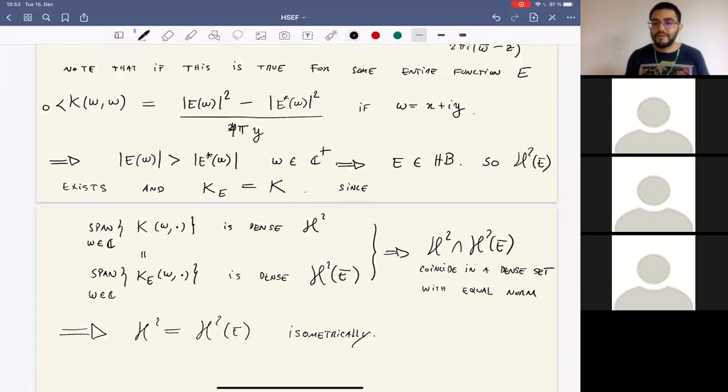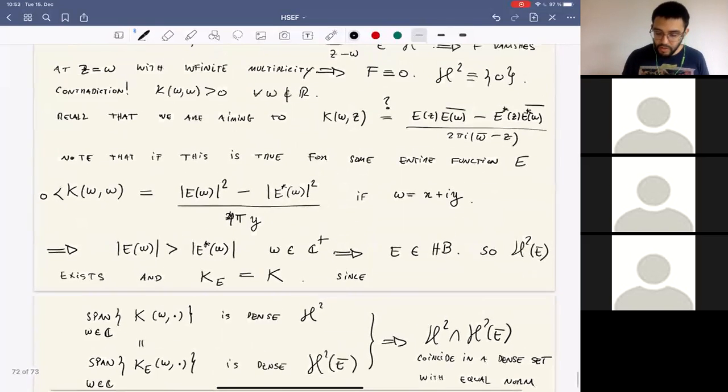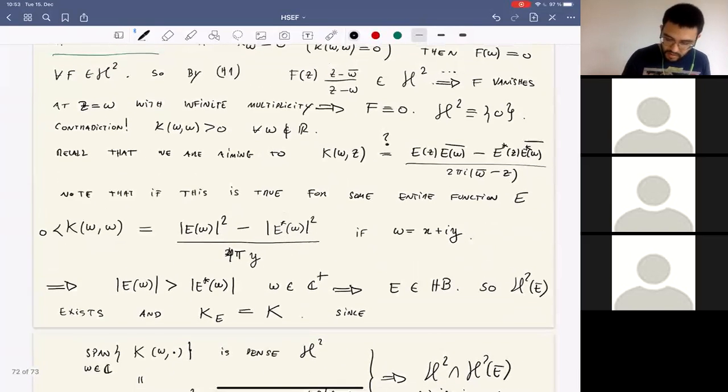By a simple limiting procedure, any function in the space should be in the other space because the spaces are complete. H is complete by assumption. H2 is complete because we showed it. And then by a simple limiting procedure, you can show that they're equal. So that would finish the proof. So we only need to show this thing.